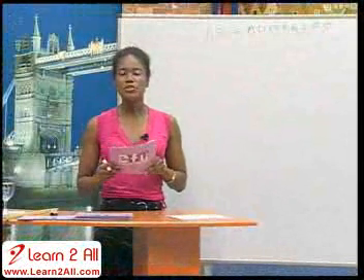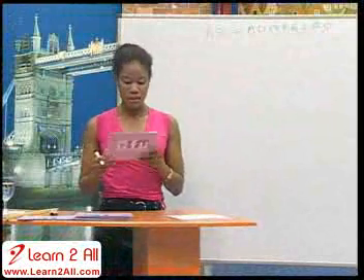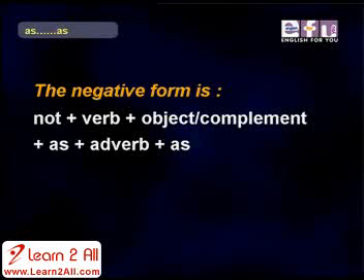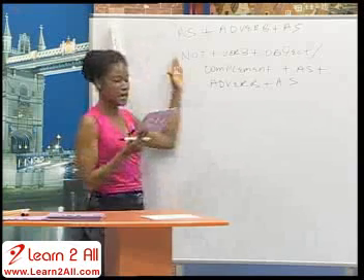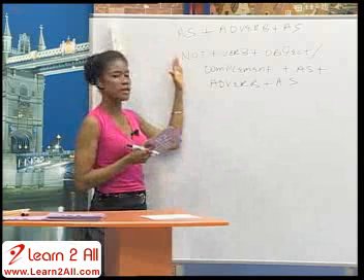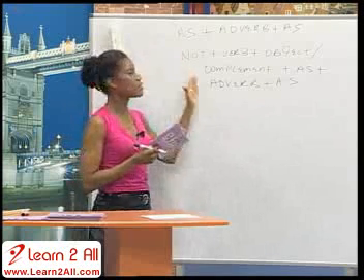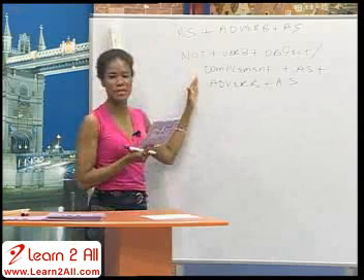All right, now we need to look at the negative form, and that is not plus verb plus object or complement plus as plus adverb plus as. Okay, so the negative form is not plus verb plus object or complement plus adverb plus as.